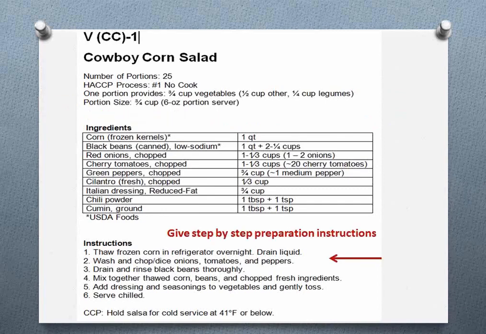Another very important part of a standardized recipe are the steps in how to prepare. For instance, in this one, step number 1 is to thaw the corn in the refrigerator overnight. I think there would be a little problem if in the morning this was pulled out and started. So just having your standardized recipe available helps you to prepare perhaps in advance in a case such as this.